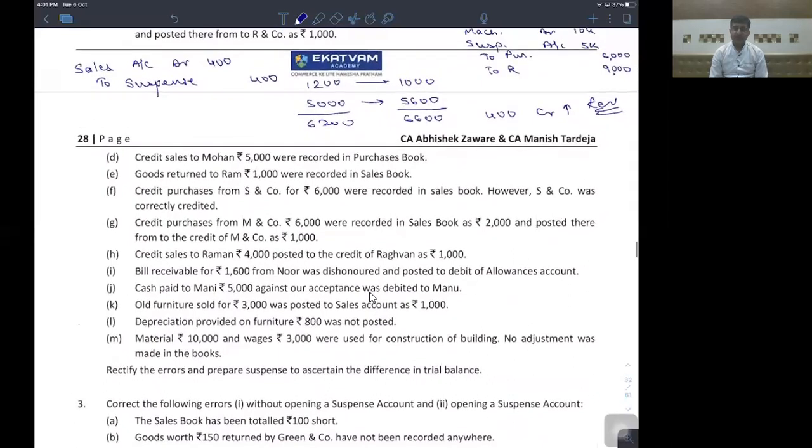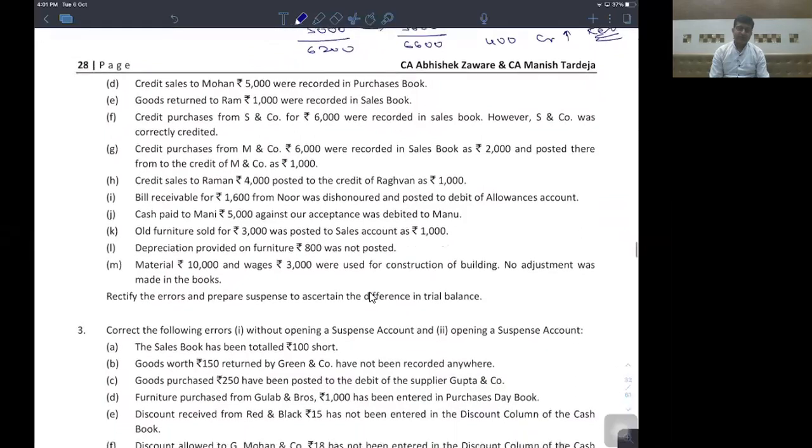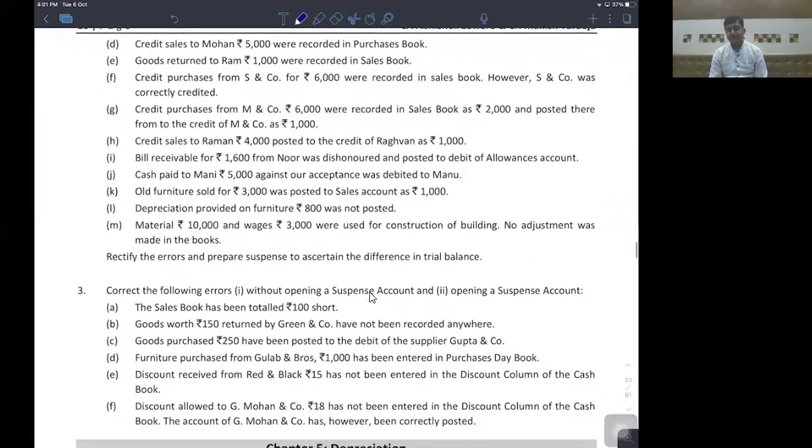Okay. Why R and Company is 9,000 is because R and Company was to be credited by 10,000. And when R and Company was to be credited by 10,000, instead of that, if you have credited only 1,000 to him, 9,000 is to be credited further or not? Yes or no? Yeah. The next one, credit sales to Mohan rupees 5,000 were recorded in purchase book.